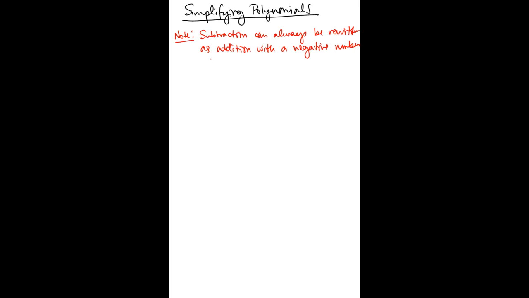So for example, a minus b can be rewritten as a plus negative b. Or if you prefer, you can write it as a plus and put the negative b in parentheses to make it even clearer that the negative sign goes with the b.